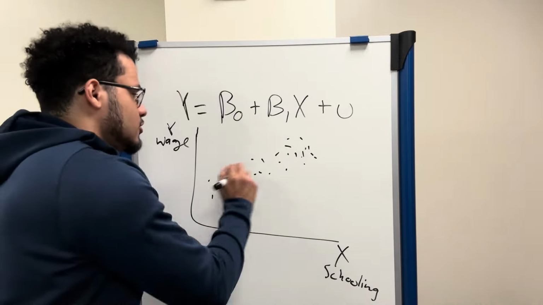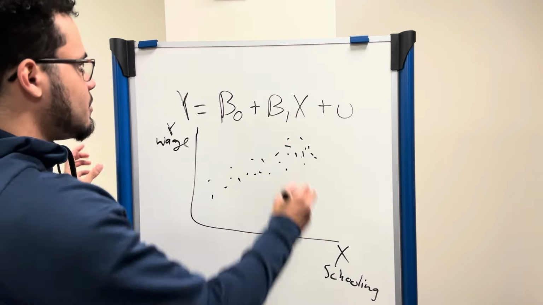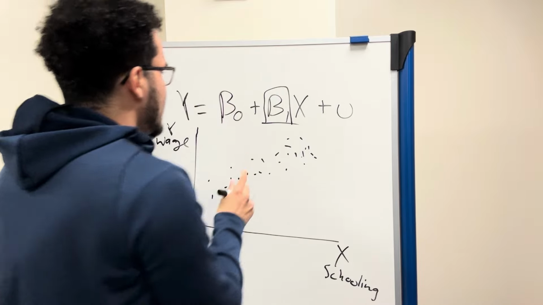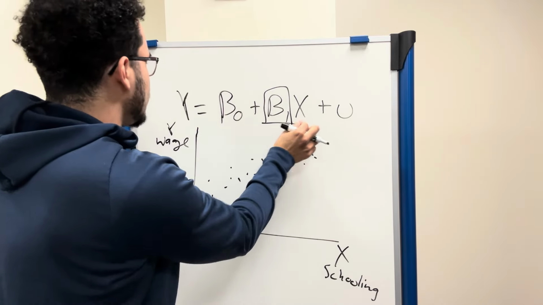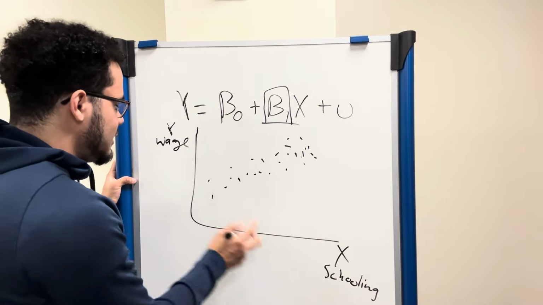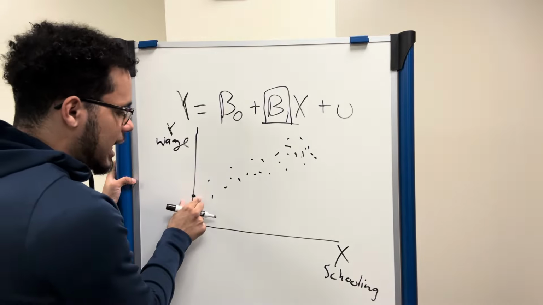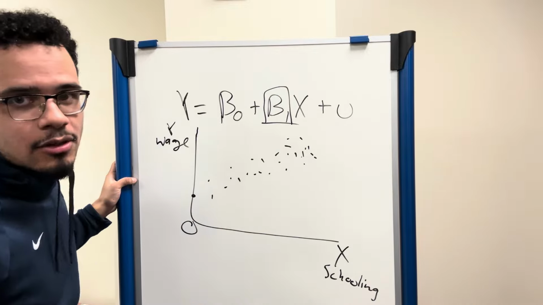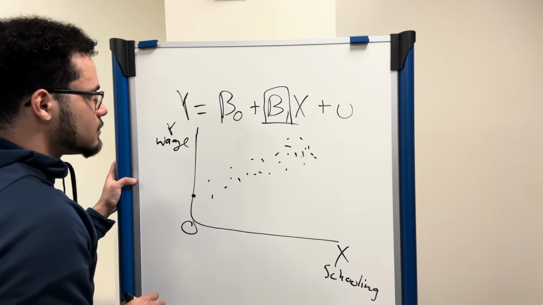We want to find out where the line starts, and we want to find out what's called the rate of change of the line, which is represented by beta 1. Beta naught is basically giving you the y-intercept, how the line starts if schooling is 0. If there's no schooling, what is the wage? So we're calibrating the beginning of that line.